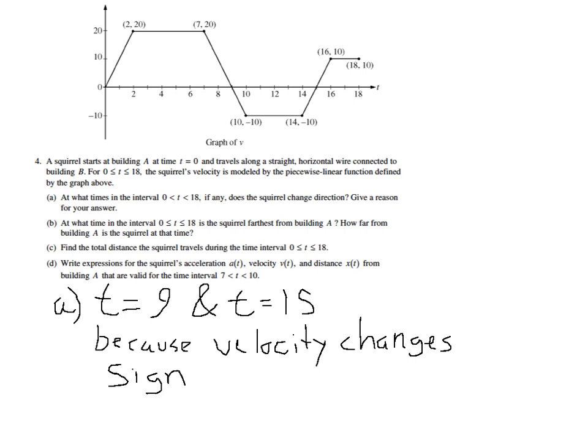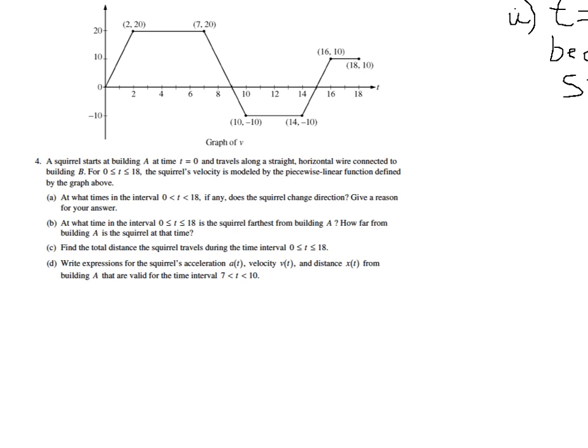We don't have to explain to the AP readers why a change in the sign of velocity corresponds with a change in direction. They just need to know that that's what makes that true. So the squirrel changed direction at time equals 9 and time equals 15 because velocity changes sign. That's part A. Done with that.